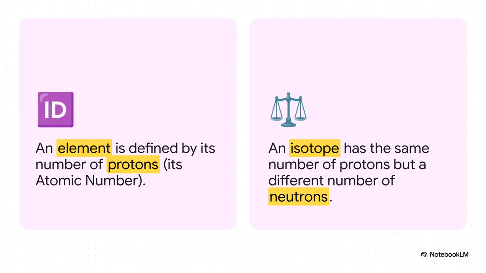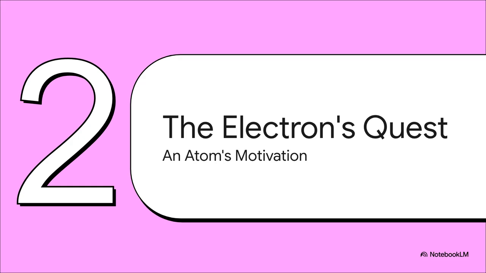And this is where people sometimes get a little tripped up. If the protons define the element, what happens if you mess with the number of neutrons? Well, you get an isotope. It's still the exact same element. It's still carbon, for instance. It's just a slightly heavier or lighter version of it. Same identity, different weight.